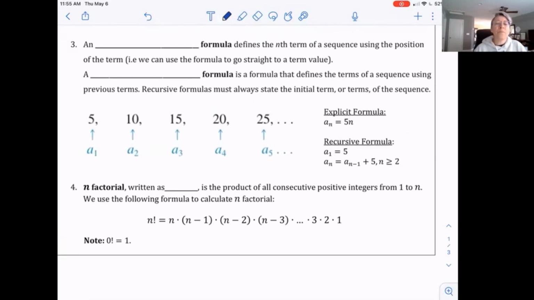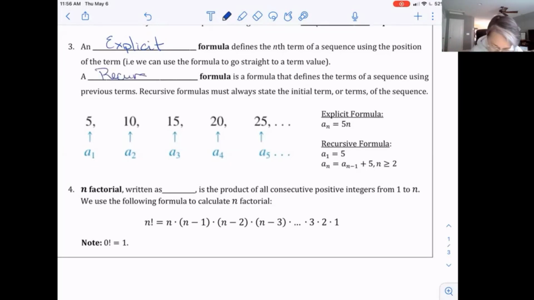There are typically 2 types of formulas for these sequences. The first one is called an explicit formula. What that means is we can go directly to the nth term using the position. If I want to know what is the 25th term in the sequence, I could plug in the n directly and I can get my 25th term. Another type of formula is called a recursive formula, and that's a formula where every term is defined by a term before it.